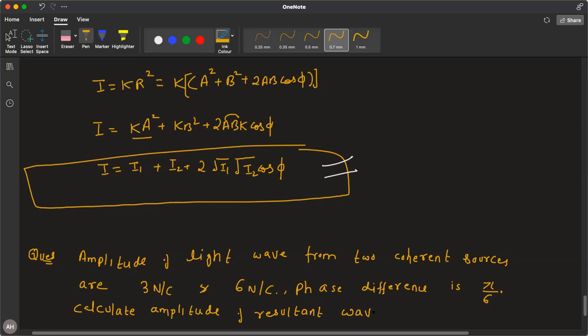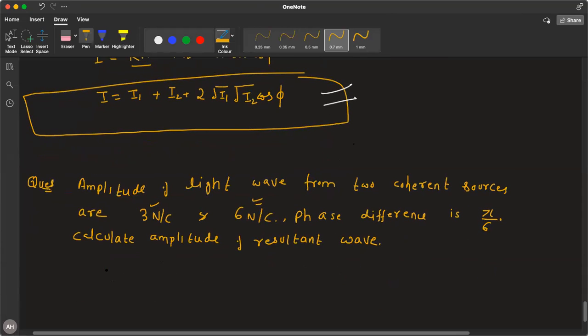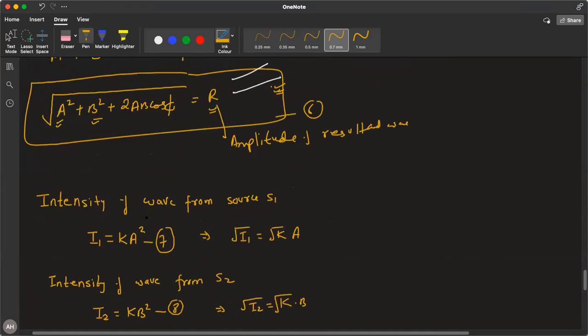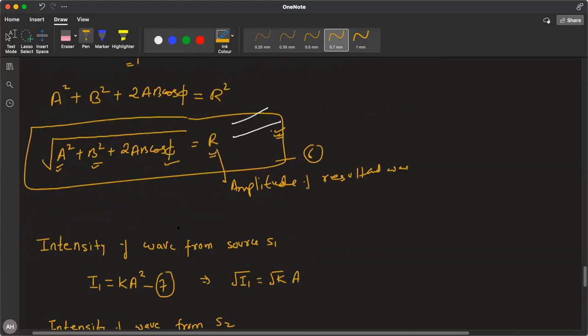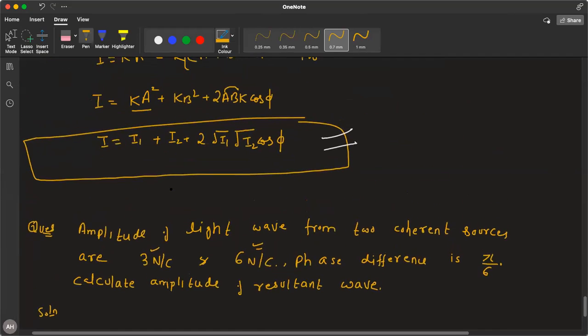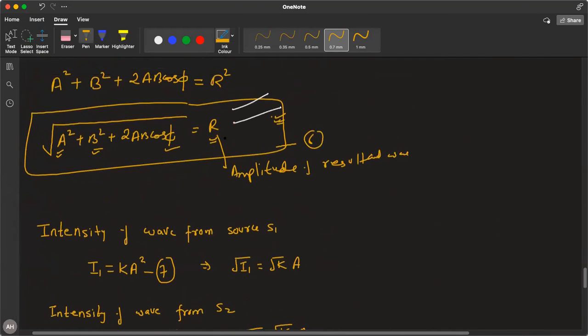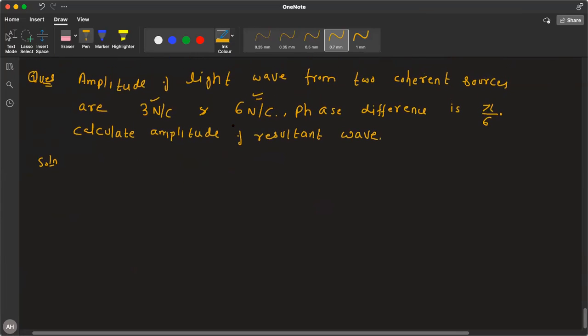We need the amplitude of the resultant. So this 3 Newton per coulomb is for the first wave, 6 Newton per coulomb is the amplitude of the second wave, and the phase difference is pi by 6. In this relation, you have A, which is 3, you have B, which is 6, and you have phi, which is pi by 6. Use this formula one and get the value of the resultant amplitude. Do it.